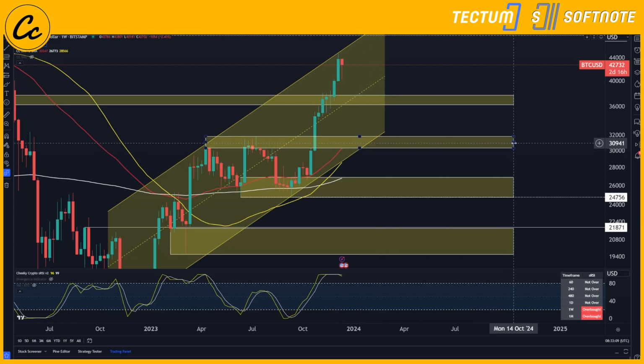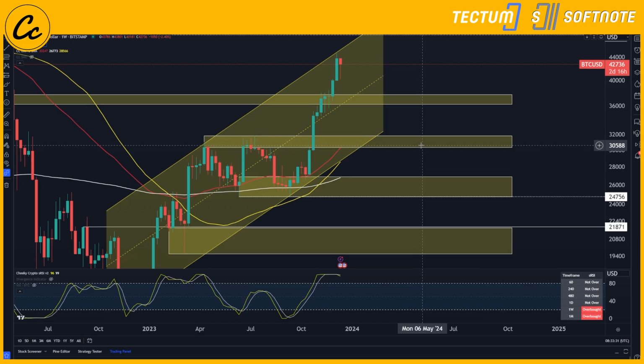Not only does $30,000 also look like an area of previous resistance that could turn to support, it is also going to be a retest of our trend line should this happen over the next few weeks. We can see that our lower parallel channel trend line is coinciding with our $30,000 to $31,000 support level. So this is going to be quite an interesting zone for us.